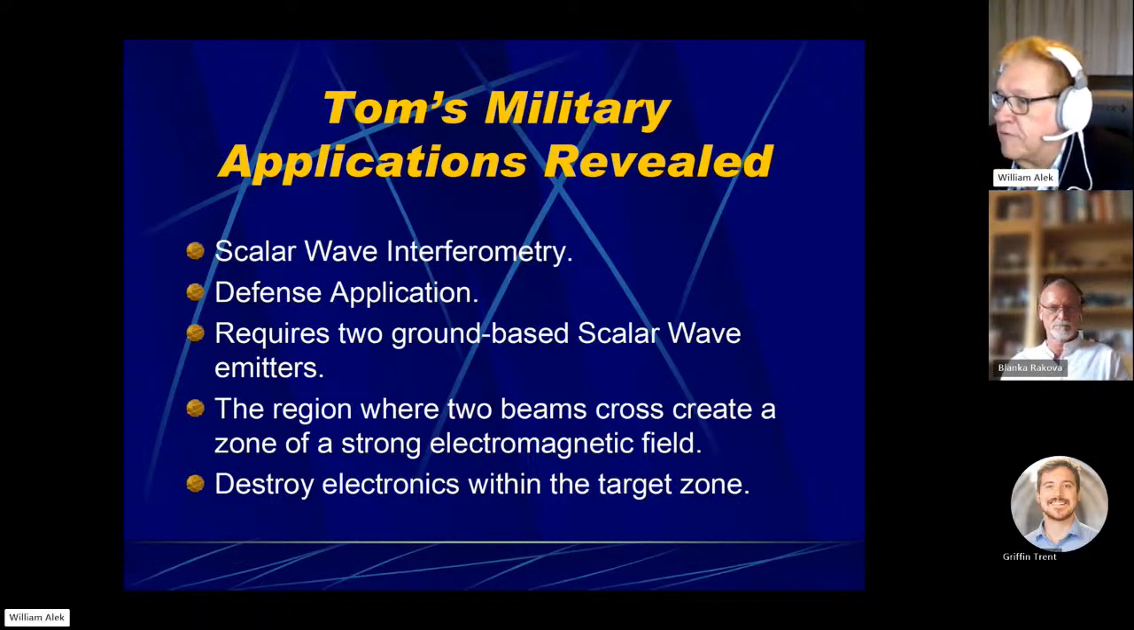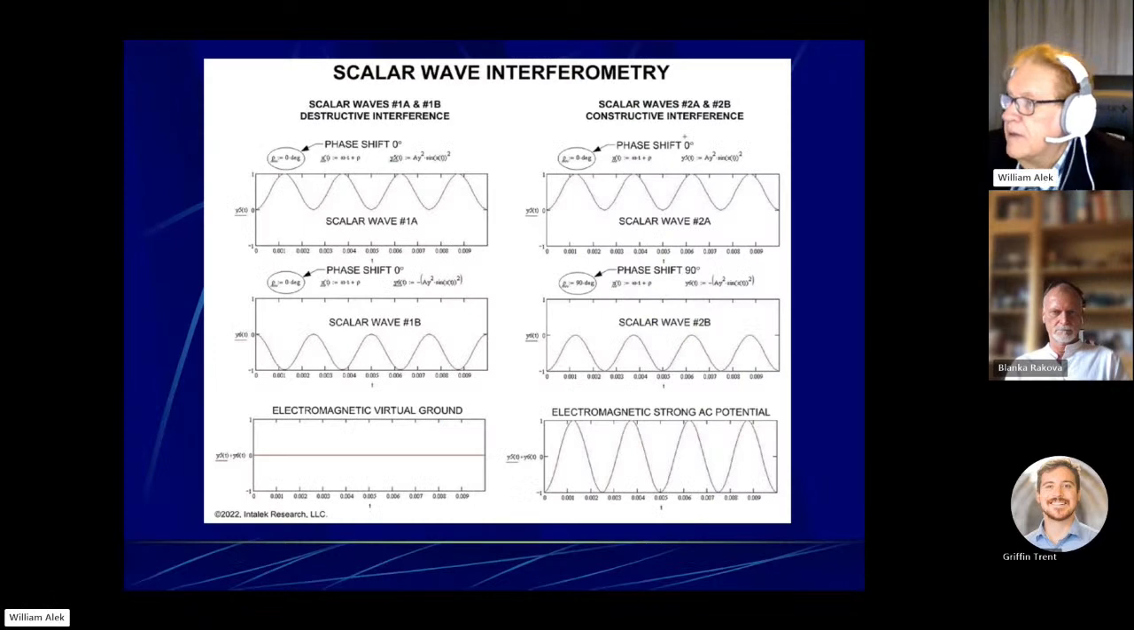And what is scalar wave interferometry? Well, it's a defense application. It requires two ground-based scalar wave emitters, okay? And these two emitters, where the beams cross, is your target. Now, it could be an airplane, a satellite, whatever, okay? But where these beams cross, create a strong electromagnetic field, okay? And it can destroy electronics in your target zone.